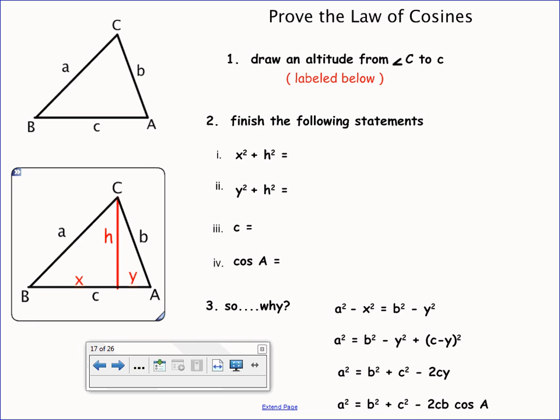All right, so let's go ahead and take a look at our picture. We'll finish the following statements. x squared in the left triangle plus h squared in the left triangle equals, by the Pythagorean theorem, a squared, the hypotenuse length squared. At the same time, y squared in the little triangle plus h squared in the little triangle equals the hypotenuse in the little triangle squared, which is b squared. Side length c is given by the sum of the left triangle's x base plus the right triangle's y base, so c is x plus y.